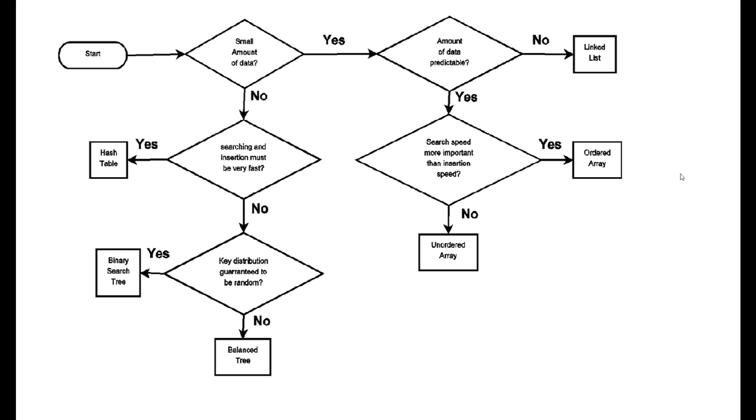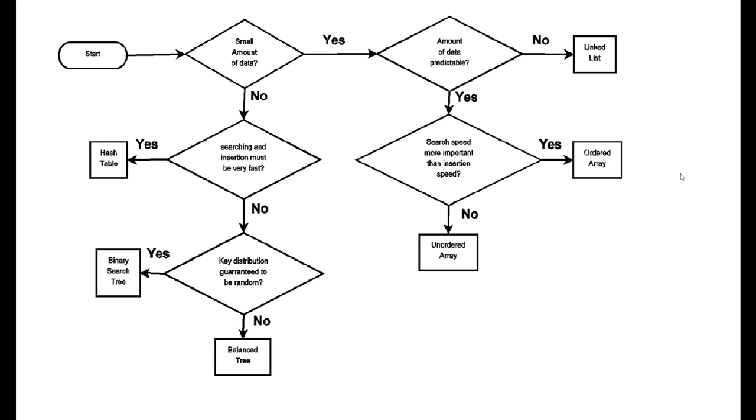If it's not, we use an unordered array. That is to say we want to insert very quickly, and we aren't so worried about finding. If we want to find stuff in it, we answer yes to that, and we use an ordered array. Coming back up a step, if the amount of data is not predictable, if the answer to that is no, then we use a linked list instead of an array.